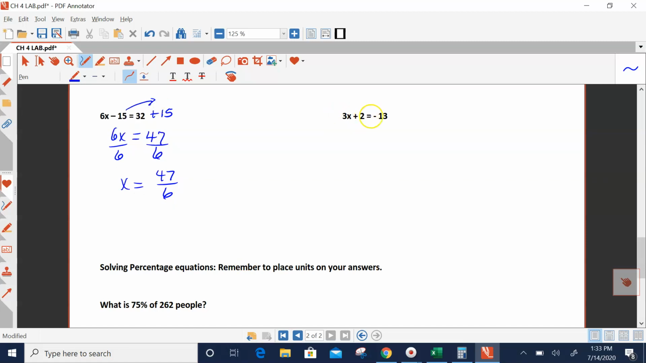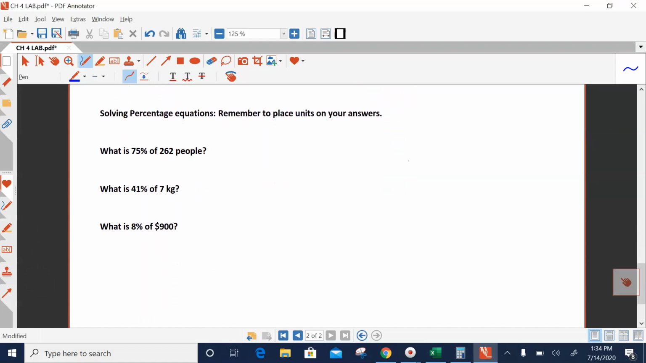3x plus 2 equal negative 13. Work on that one, pause the video, see if we get the same result. Did you get x equal negative 5? Hopefully you did. That is the correct solution. We had to get rid of the addition of 2 by subtracting 2 on the other side. Negative 13 minus 2 gave us a negative 15. The result is 3x equal negative 15, and so to solve for x, we had to divide both sides by the 3. And negative 15 divided by 3 is negative 5.